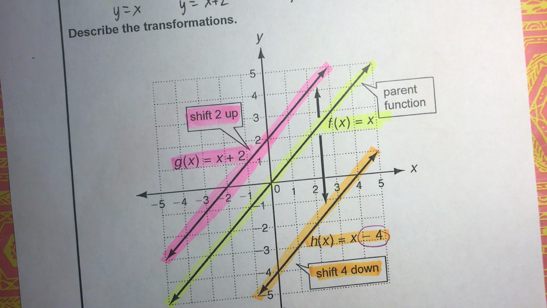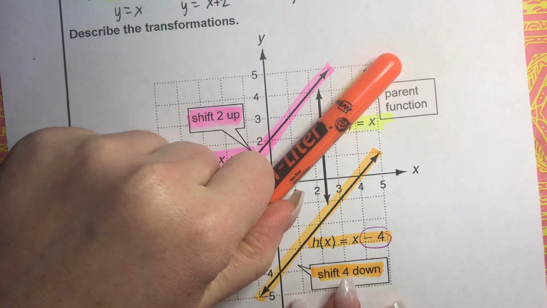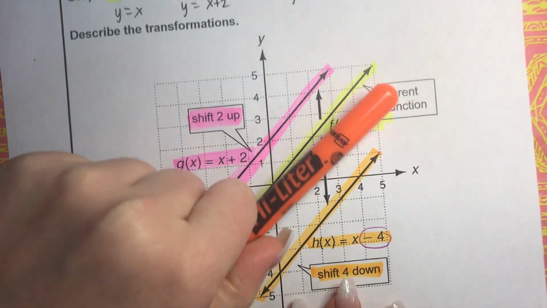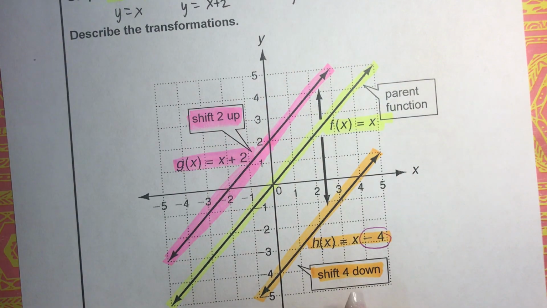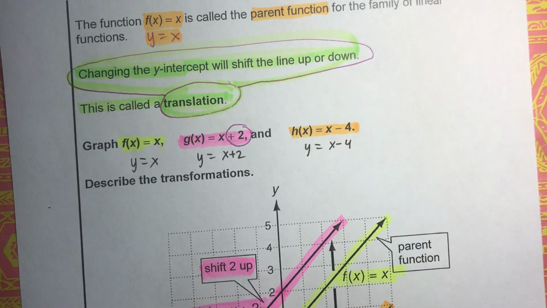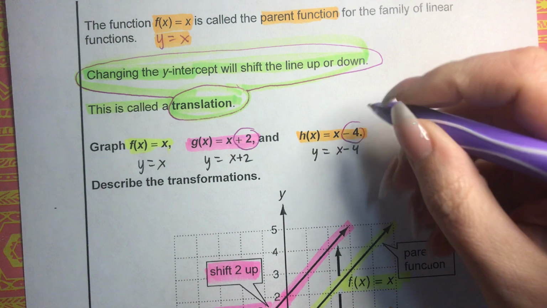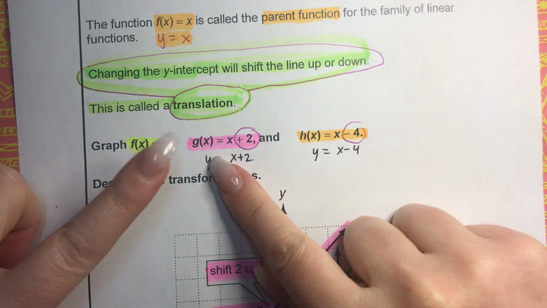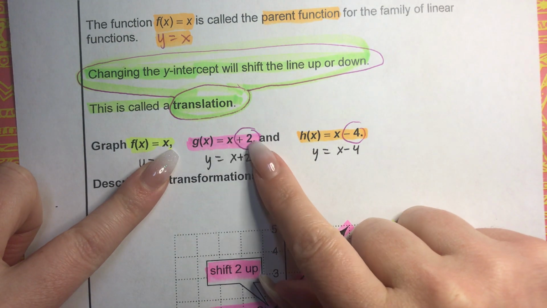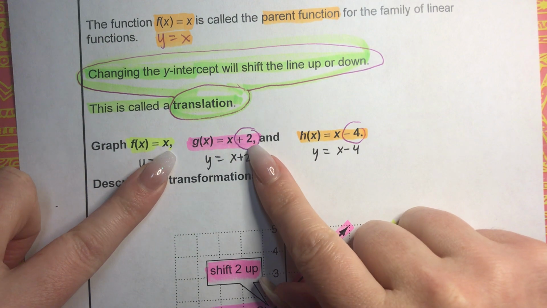So this is how you're going to do problems. You're going to start with the parent function, and they're either going to shift up or they're going to shift down, and when they do that, you'll see that difference in the y-intercept. And so just by looking at this and comparing these two, I can see it's 0 here and 2 here. So this is a translation, and it's shifting up 2 units, which is exactly what happened in the graph.